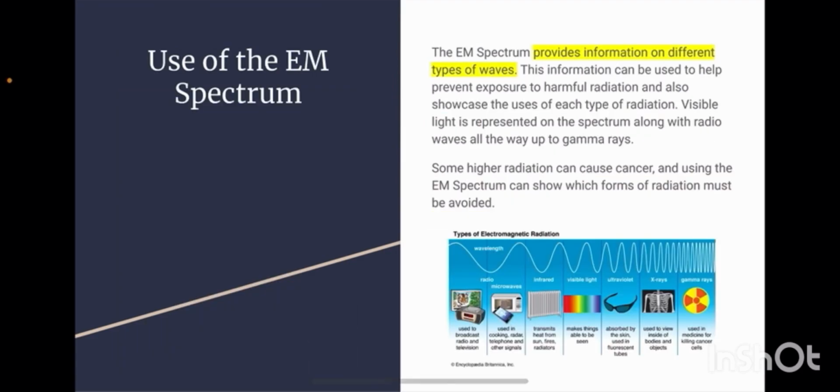The EM spectrum provides information on different types of waves. This information can be used to help prevent exposure to harmful radiation and also showcase the uses of each type of radiation. Visible light is represented on the spectrum along with radio waves all the way up to gamma rays. Some higher radiation can cause cancer, and using the EM spectrum can show which forms of radiation must be avoided.